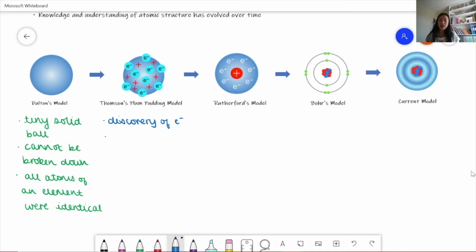So we have negative electrons dotted about a positive sphere. And Thomson also said that we could break atoms down into smaller parts.